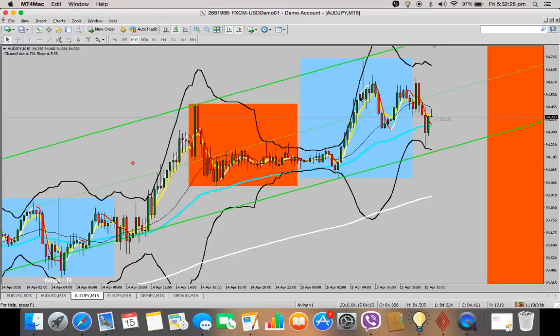What I do though is I take note of this. This is part of my analysis for a future trade. All of what happened throughout London session and New York session is actually setting me up for this trade here.